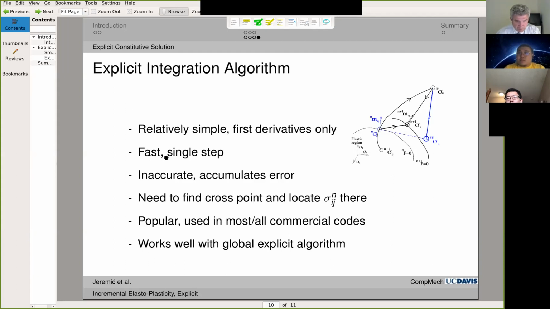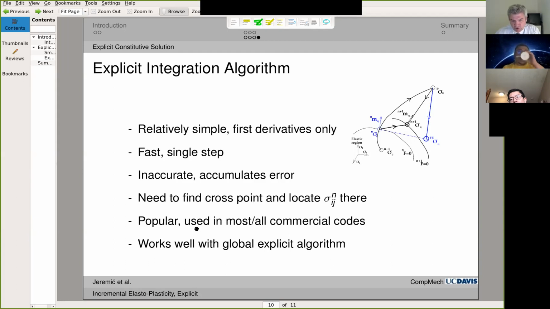It's a fairly fast algorithm. It's a single-step algorithm. There are no iterations. However, you do end up with error. It's somewhat inaccurate. If you have sometimes larger steps, you will accumulate this error. You also need to find a cross point. This point here needs to be found for each step that comes from inside and ends up outside. This is a very popular algorithm, explicit, and it's used in most, if not all, commercial codes.